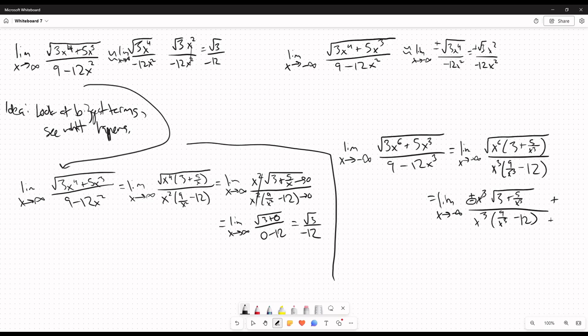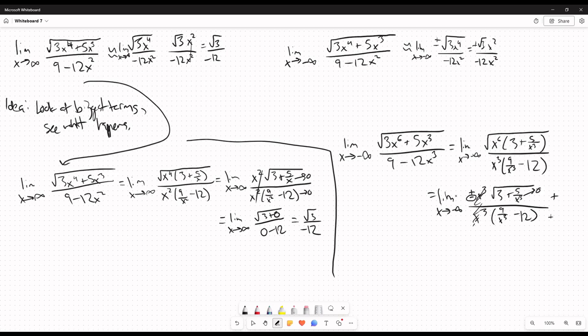What we will see is that these x cubes cancel out, leaving us with the limit as x goes to negative infinity of negative the square root of 3 plus 5 over x cubed, which goes to 0, divided by 9 over x cubed, which goes to 0, minus 12. That gives us negative square root of 3 over negative 12, which is just positive square root of 3 over 12. So there are a few examples of how you can take limits as x goes to infinity or negative infinity if there is a pesky square root involved.